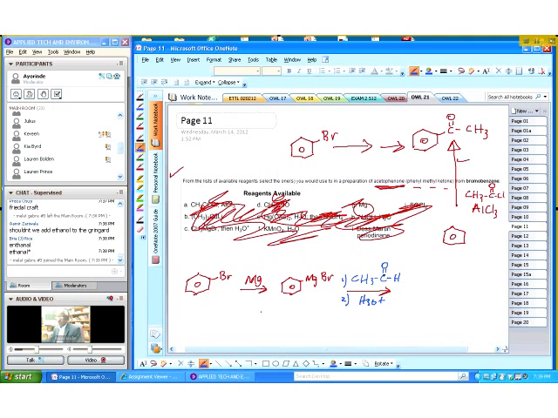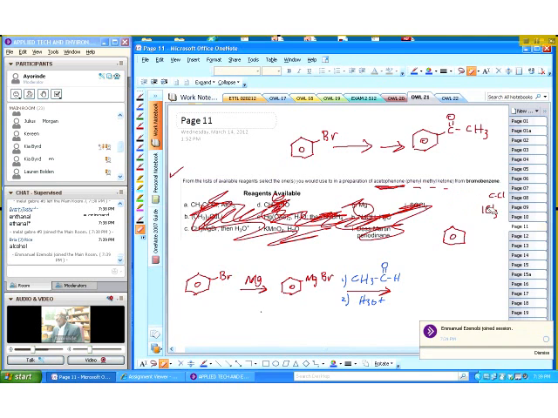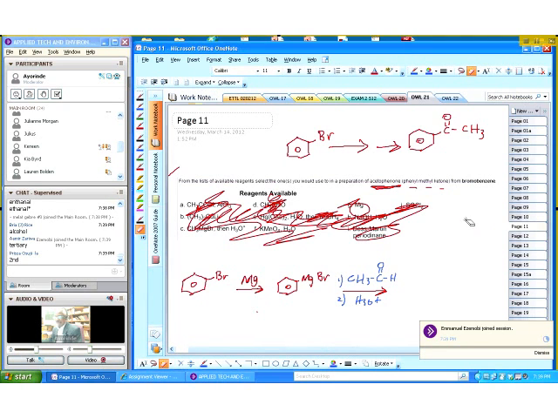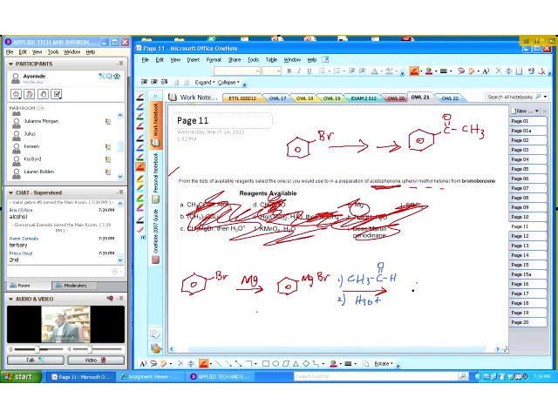Okay, and what would that give you? What would this give you? An alcohol. What kind of alcohol? Primary, secondary, or tertiary? When you react a Grignard with an aldehyde, what kind of alcohol do you obtain? Secondary alcohol. Very good. You get a secondary alcohol. So, we are going to obtain this molecule here.